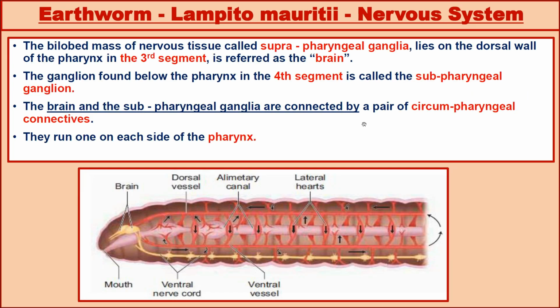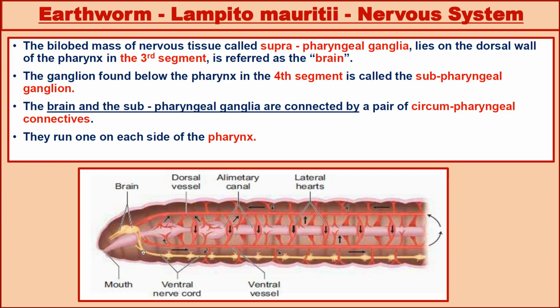Now let us learn the next system of the earthworm, that is the nervous system. The nervous system consists of a bilobed mass of nervous tissue. This yellow color tissue is representing the nervous system. The bilobed mass of nervous tissue is called the suprapharyngeal ganglia, which lies on the dorsal wall of the pharynx in the third segment of the body, and it is referred to as the brain. Below this pharynx it has the subpharyngeal ganglion, which lies in the fourth segment of the body.